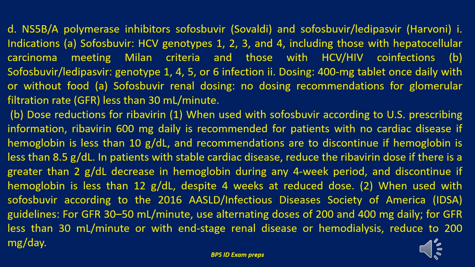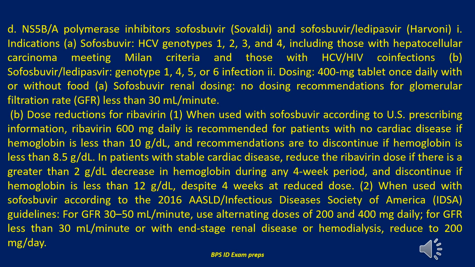2. Dosing is a 400 mg tablet once daily with or without food. A. Regarding sofosbuvir renal dosing, there are no dosing recommendations for glomerular filtration rate, GFR, less than 30 ml per minute. B. Dose reductions for ribavirin are recommended in the following cases.